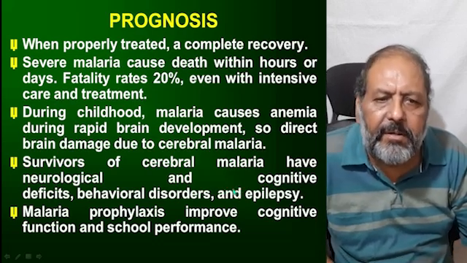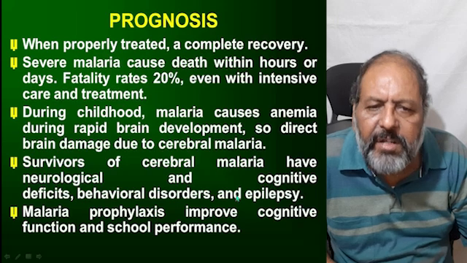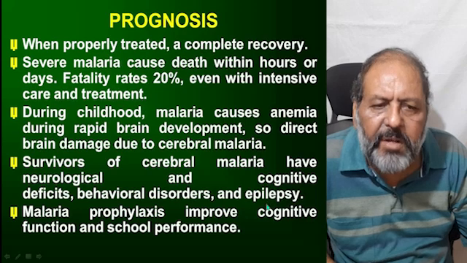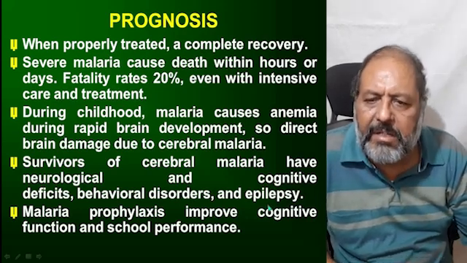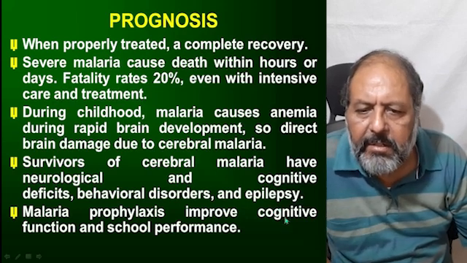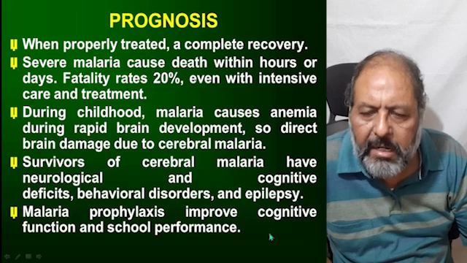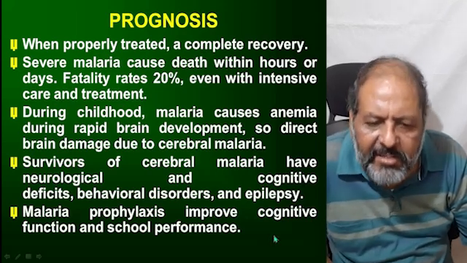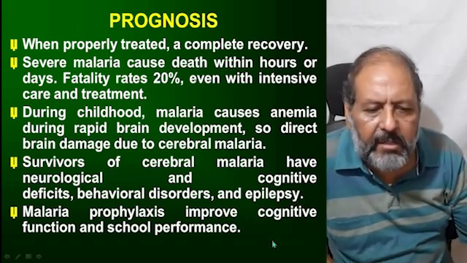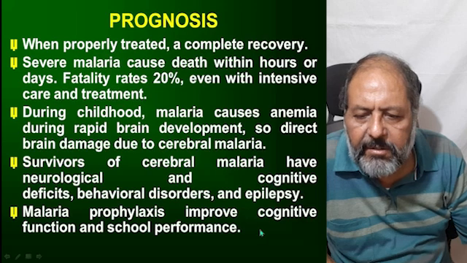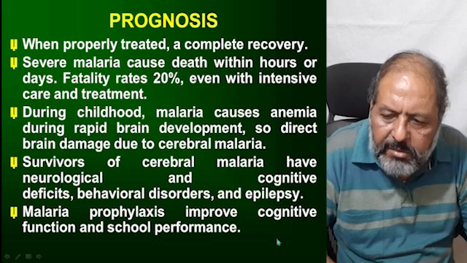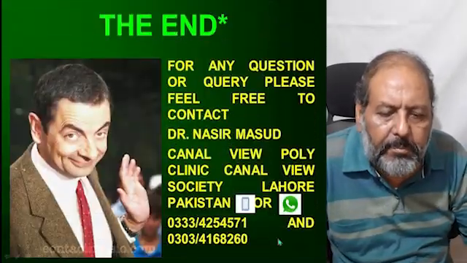When properly treated, a complete recovery is there. Severe malaria can cause death within hours or days, fatality rates of 20% even with the intensive care and treatment. During the childhood, malaria causes anemia during rapid brain development, so the direct brain damage due to the cerebral malaria is seen. Survivors of the cerebral malaria have neurological and cognitive deficits, behavior disorder, and epilepsy. Malaria prophylaxis improves cognitive function and school performance.